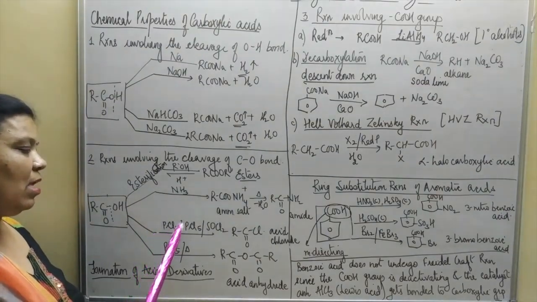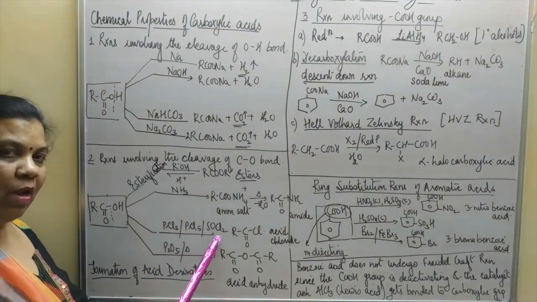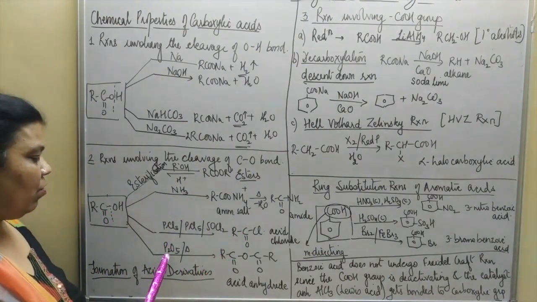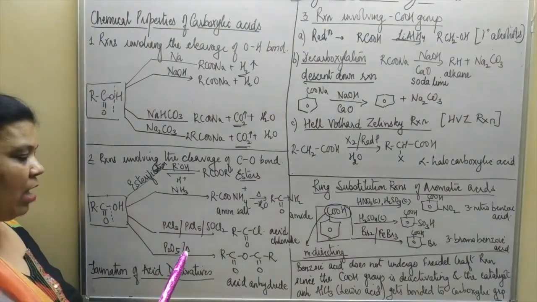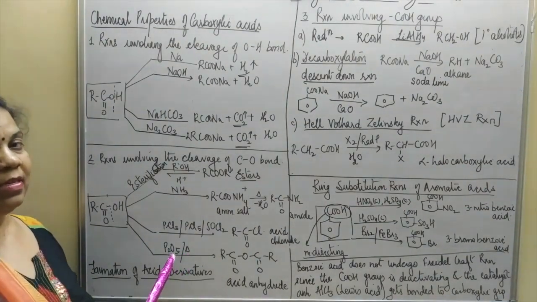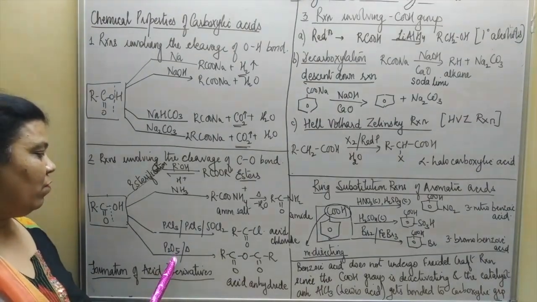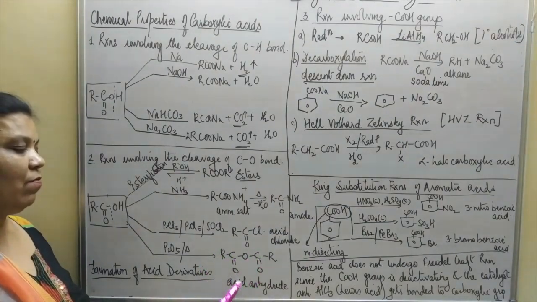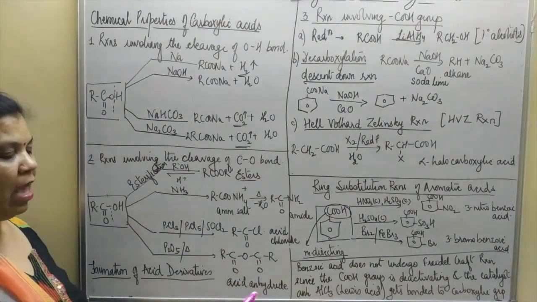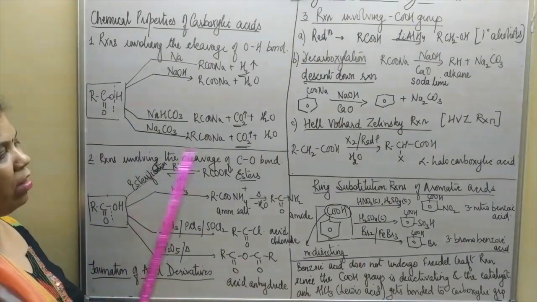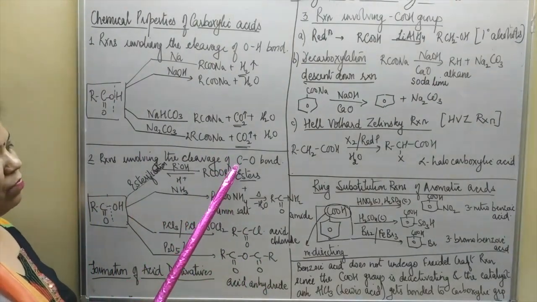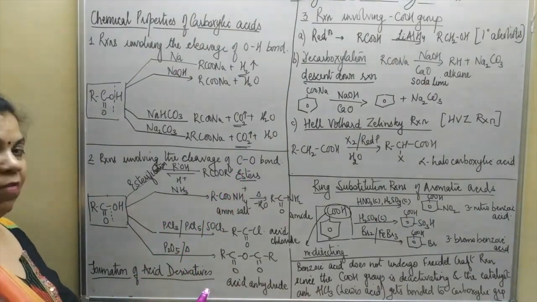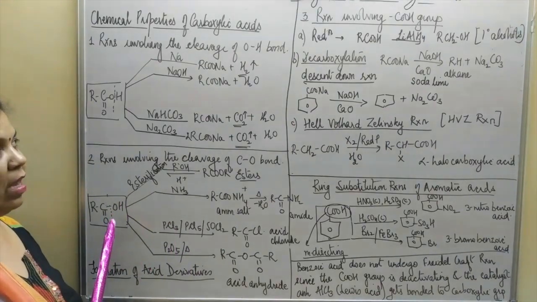On treatment with PCl3, PCl5 or SOCl2 thionyl chloride, acids can be converted to acid chloride. And finally, on treatment with P2O5 and heating, P2O5 acts as a dehydrating agent. So water is removed in this reaction and it results in the formation of another acid derivative called acid anhydrides, alkanoic anhydrides. So all these reactions involve the cleavage of the C-O bond, resulting in the formation of derivatives of acids from carboxylic acid.